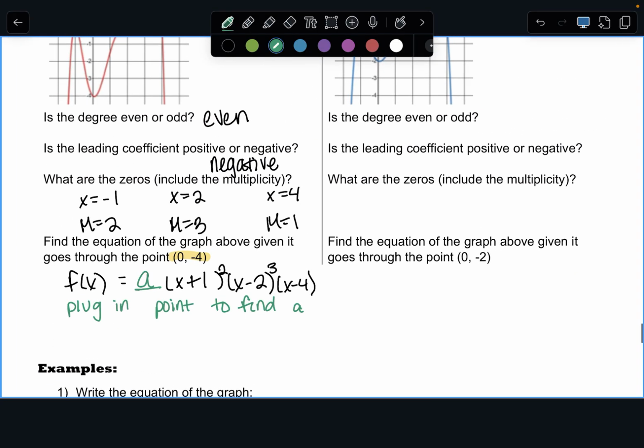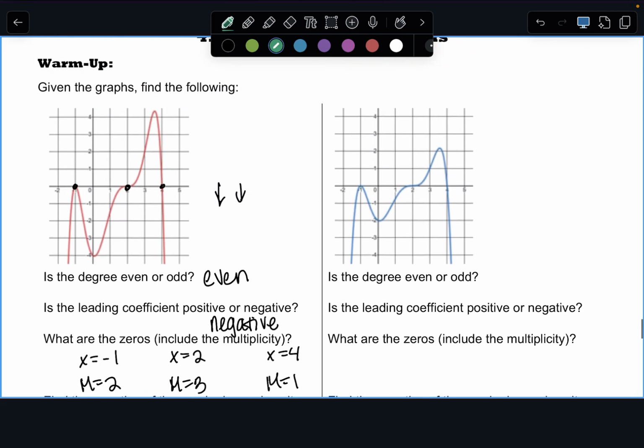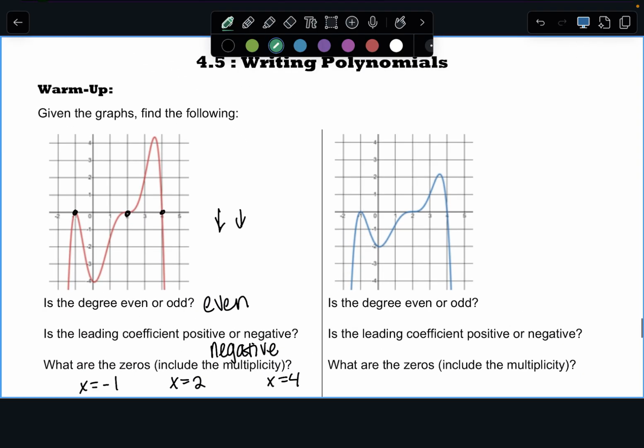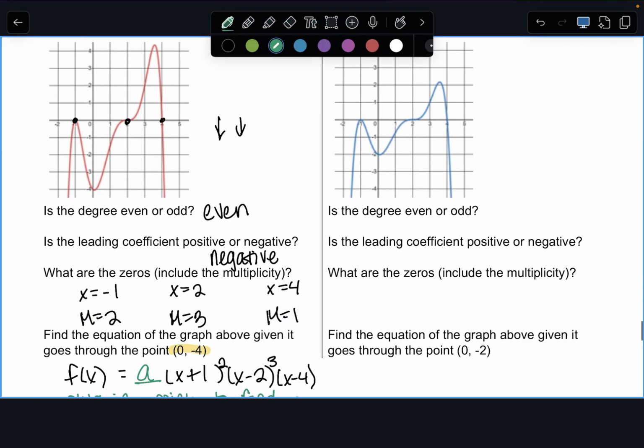If you are given a point to plug in, use that point. If you have to find a point, pick a point on your graph that makes your life easier. Pick like x equals 0 or x equals 1. Don't go too far left or right of the origin. It's going to make more room for error, okay? So pick a nice, easy point.